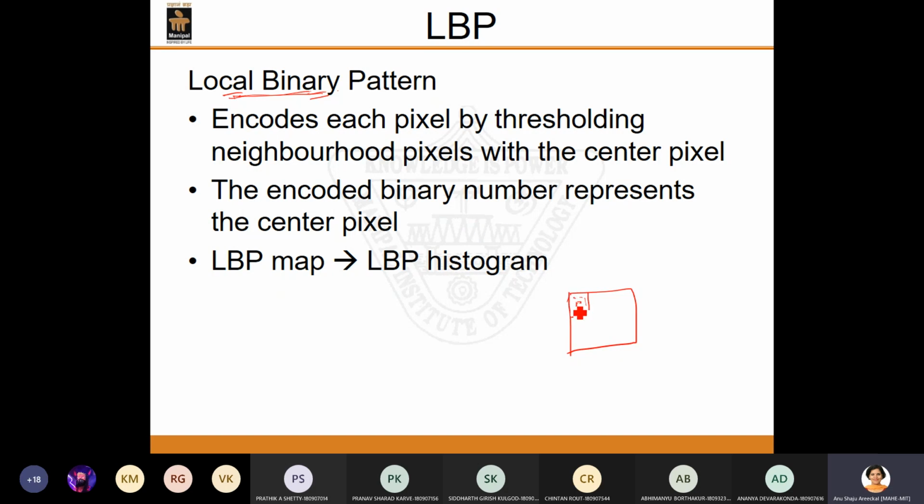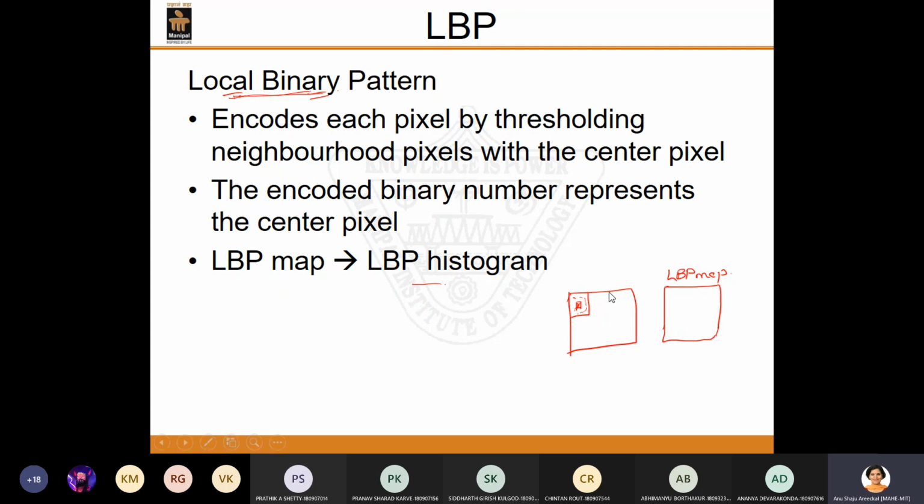Now like that we do for all the pixels, and what you get is another image with all these encoded values, and that one you can call an LBP map, right? So the LBP map would be just another image with all these values. And then what is usually done is a histogram of this LBP map is obtained, and this LBP histogram will act as the texture descriptor for this particular image.